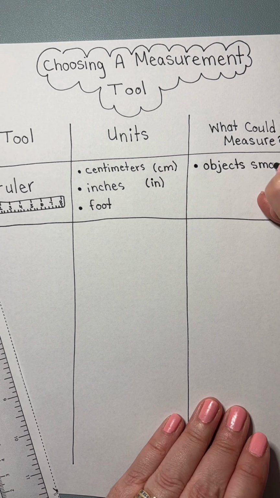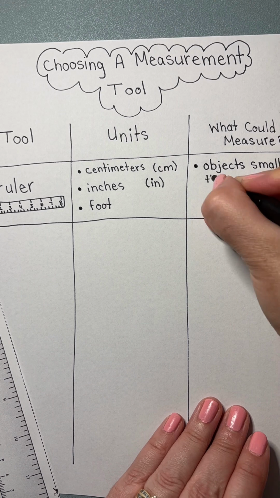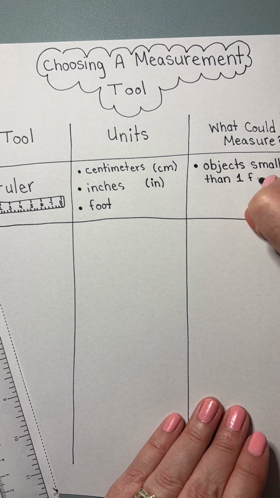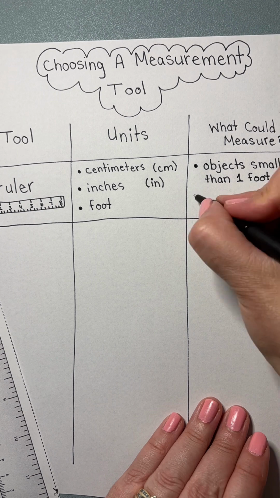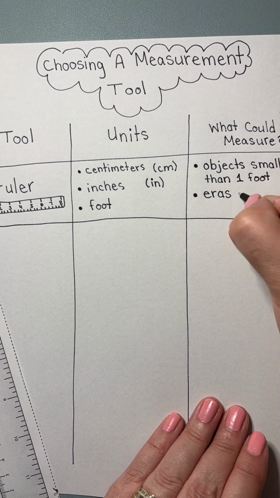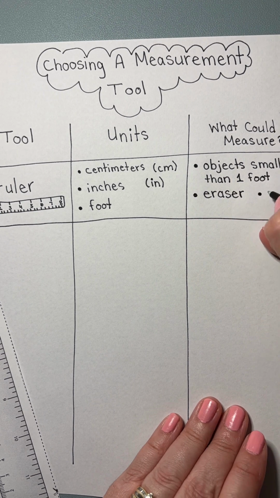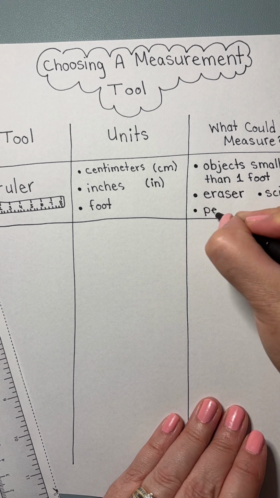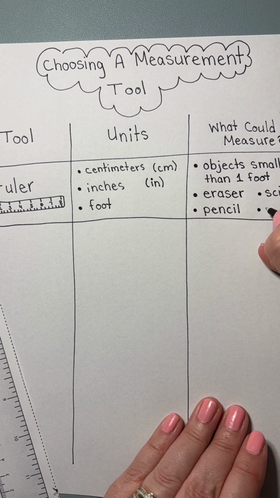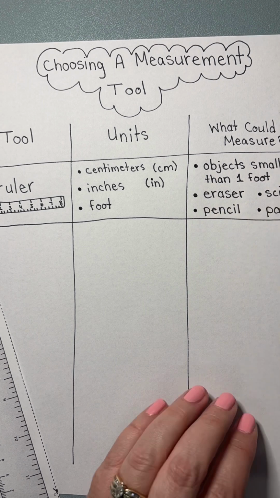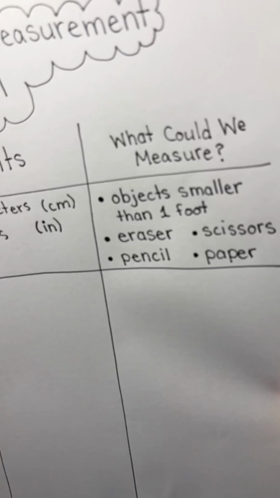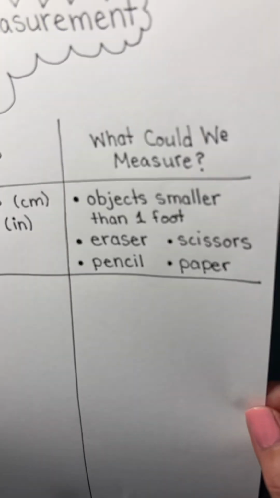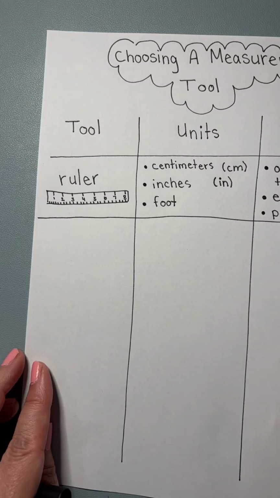So what kind of objects can you measure using a ruler? Think of some objects you can measure using a ruler. Maybe an eraser, maybe scissors, a pencil, small objects that you can find around your desk. You can use my notes or you can make up your own notes.